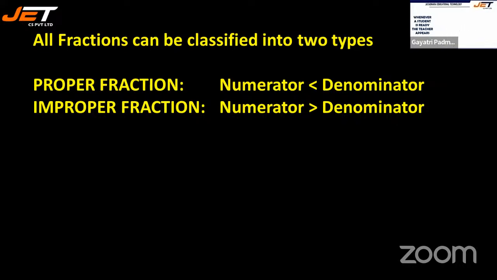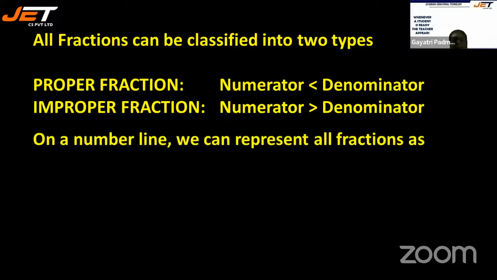So what happens in proper fraction? You need to just see what happens in proper fraction. In proper fraction, the numerator is less and the denominator is more. In improper fraction, it is the other way around, which means your numerator is greater than the denominator. Is it clear? So that is called the improper fraction.